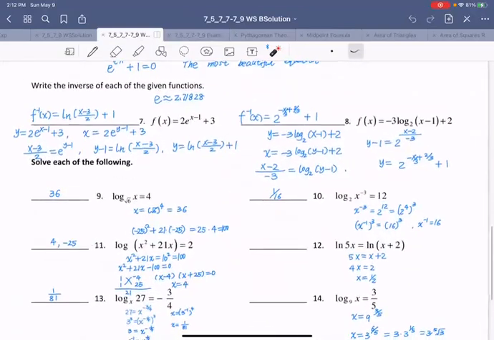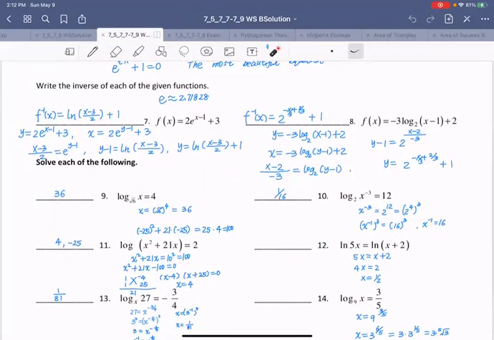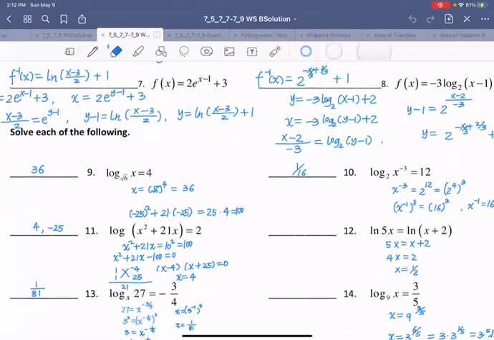Now we have more practice here. Now I need to teach students a question like this. Eric Shaw, number 9. Tell me how you want to do this one.